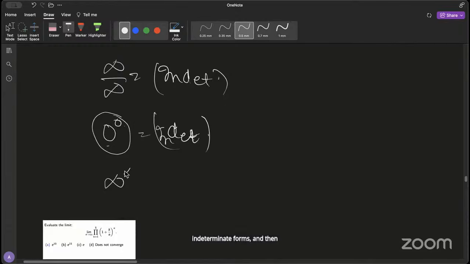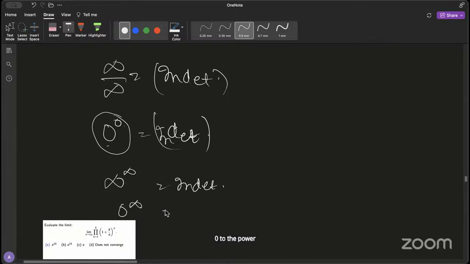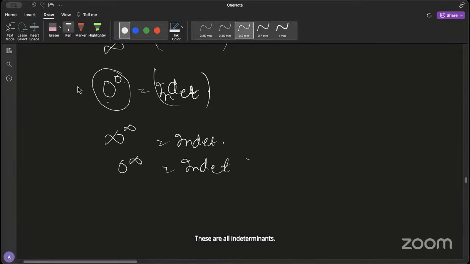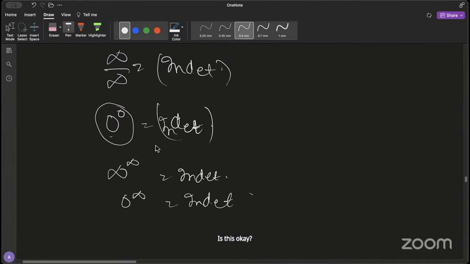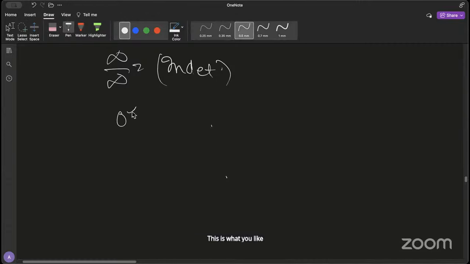And then you have infinity to the power infinity. This is also one of the indeterminate forms. 0 to the power infinity, this is also an indeterminate form. These are all indeterminates. Is this okay? Or let's just forget these two. Let's just see, because this is what you're likely to have in your syllabus. This is an indeterminate form.